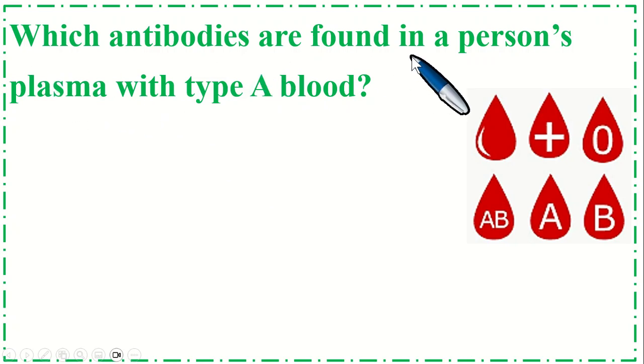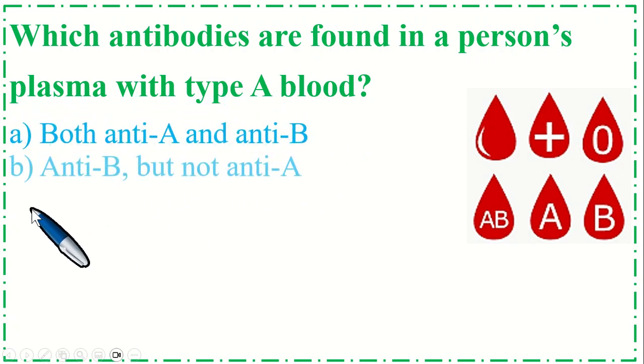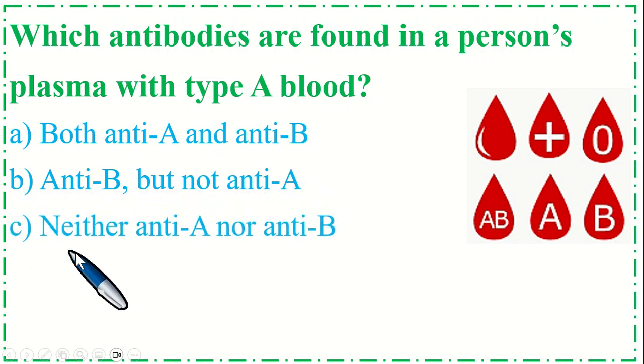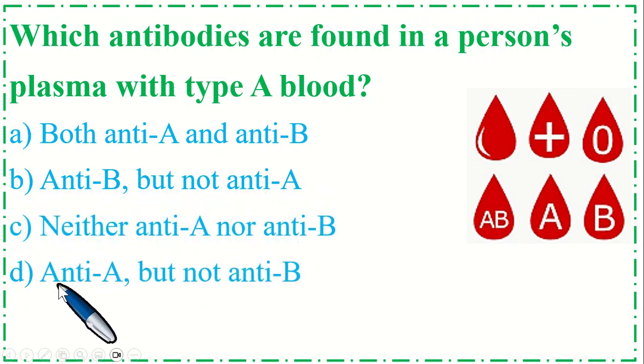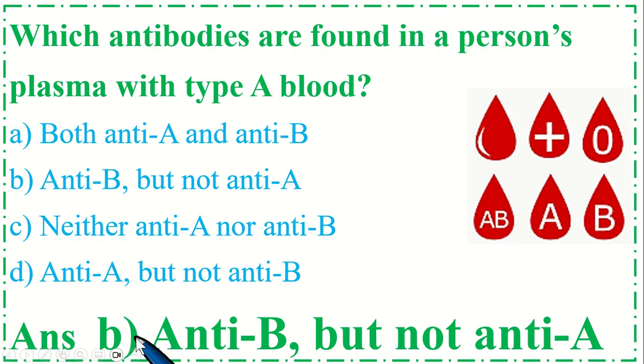Which antibodies are found in the plasma of a person with type A blood? Option A, both anti-A and anti-B. Option B, anti-B but not anti-A. Option C, neither anti-A nor anti-B. And option D, anti-A but not anti-B. So the correct option is B, anti-B but not anti-A.